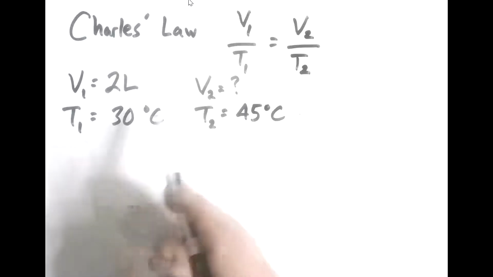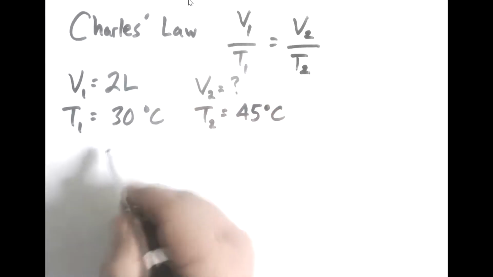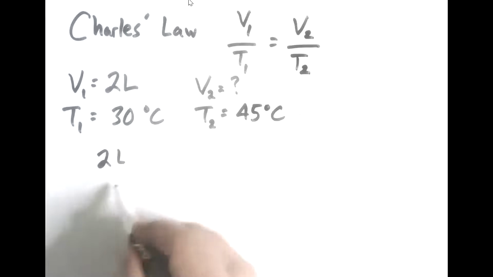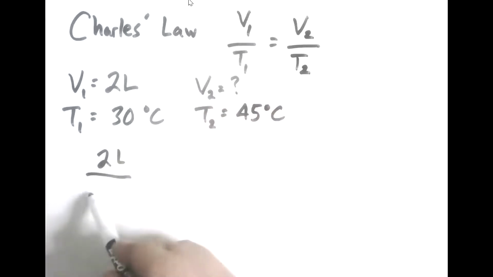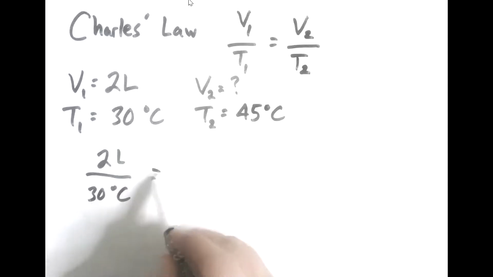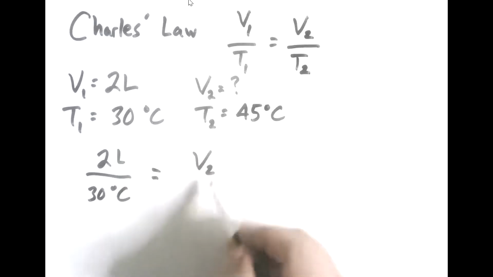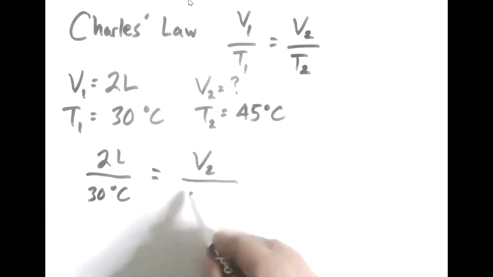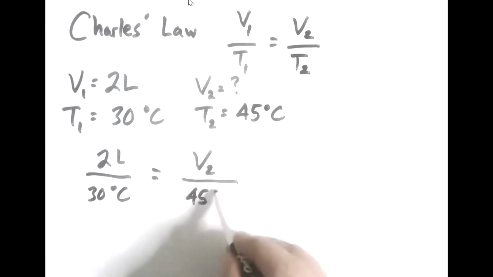Well, we've got 3 unknowns. We want to solve for V2. We're going to plug our variable in. So I've got 2 liters, V1, divided by 30 degrees Celsius, T1. And that's going to equal an unknown V2 divided by 45 degrees Celsius, which is the T2.